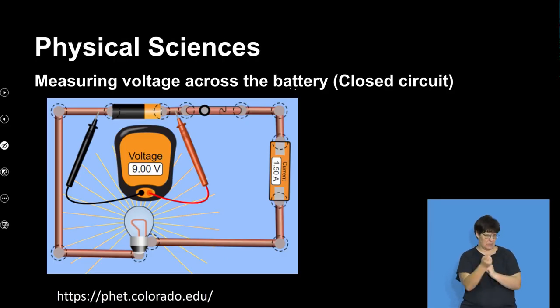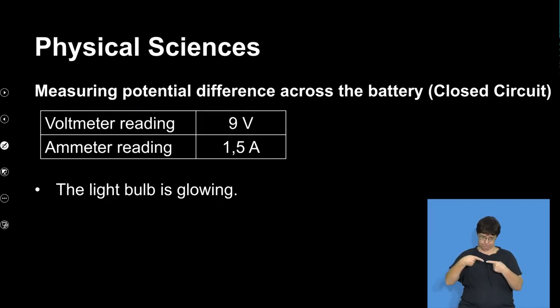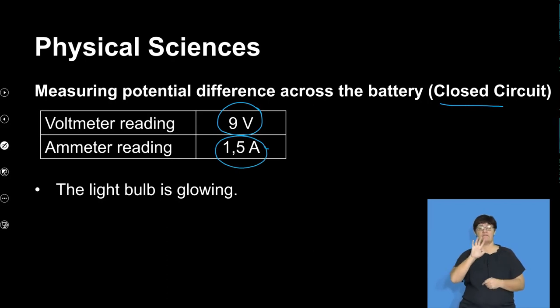So this is basically what we obtained from that setup when we closed the switch. What does this mean? The voltmeter reading now, when the switch is closed, and the emphasis is on that, that's a closed circuit, has dropped from 12 to 9 volts. Also the current reading, when we closed the switch, changed from 0 to 1.5 amperes. And what else do we observe? The bulb is glowing.